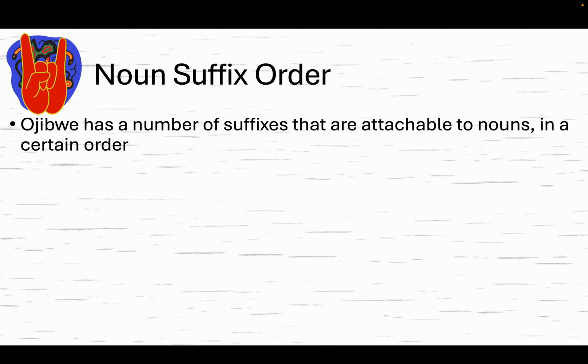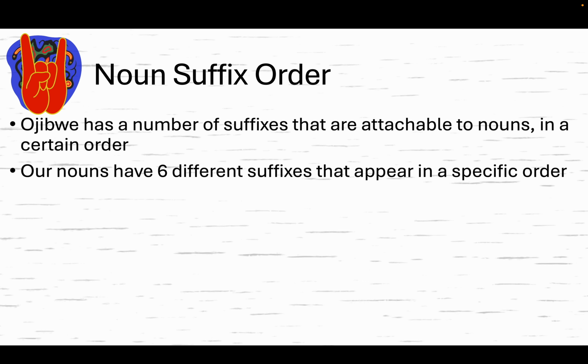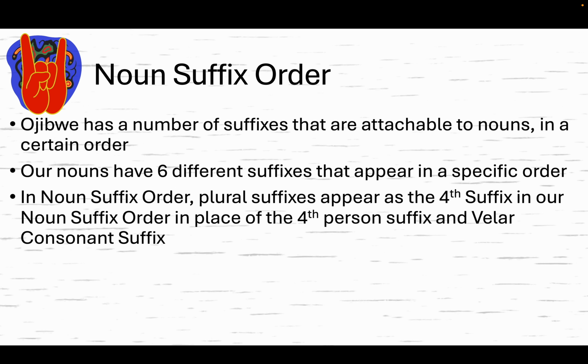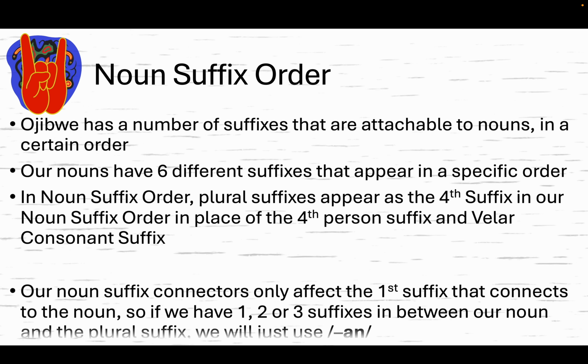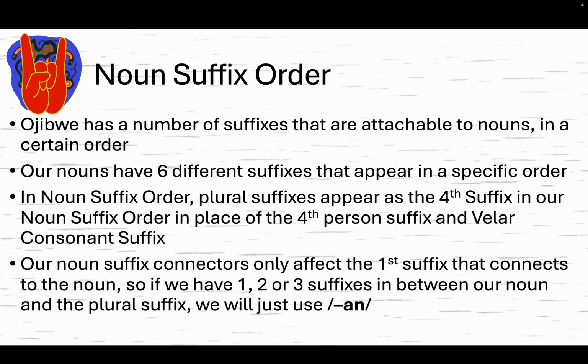Ojibwe has a number of suffixes that are attachable to nouns in a certain order. Our nouns have 6 different suffixes that appear in a specific order. In noun suffix order, plural suffixes appear as the 4th suffix in our noun suffix order, in place of the 4th person suffix and velar consonant suffix. Our noun suffix connectors only affect the first suffix that connects to the noun. So if we have 1, 2, or 3 suffixes in between our noun and the plural suffix, we will just use an.